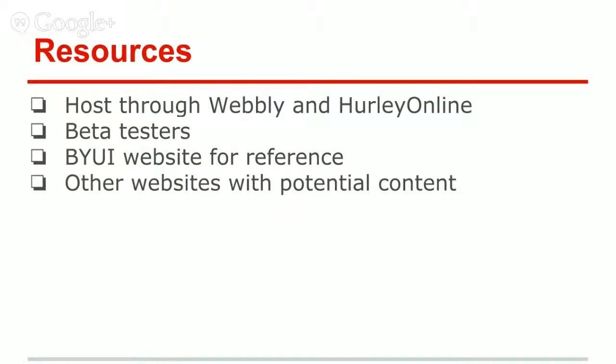As far as resources go, we will be hosting our web page through Hurley Online, and we'll be creating it in Webly, which is a simple web page developing tool. And Hurley Online is owned by a member of our team, and it will allow us to host this web page for no cost, and it will allow us to test it in real time. And as far as testers go, we will use beta testers inside of our group and outside of our group that will allow us to have a broad view of our end product.